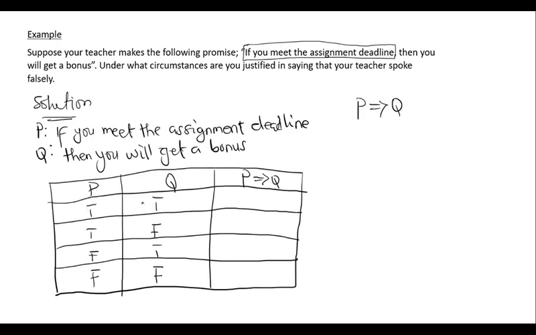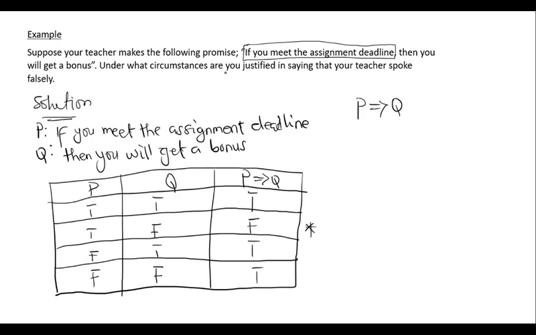So true implies true, that is a true statement. True and false, we are dealing with implication. True cannot imply false, so we are saying this is a false statement. False implies true, this is a true statement. And then false implies false is also a true statement. So from the truth table, the only way the teacher spoke falsely is when you meet the assignment deadline, but then he decided not to give you the bonus. Because from the truth table, this is the only way the teacher will speak falsely. So let's answer the question now.